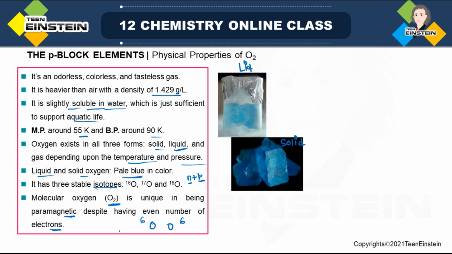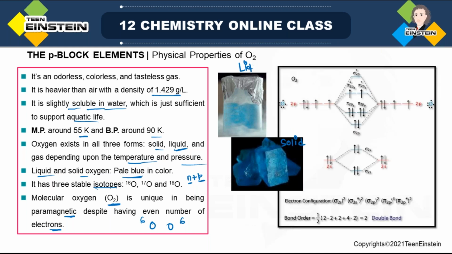So to explain this observation, you first have to draw the molecular orbital diagram, which is this one. Here we have an oxygen atom on both sides, two oxygen atoms, each carrying 6 valence electrons. Here the 6 valence electrons are given by black dots. Now it is 2s2 and 2p4.